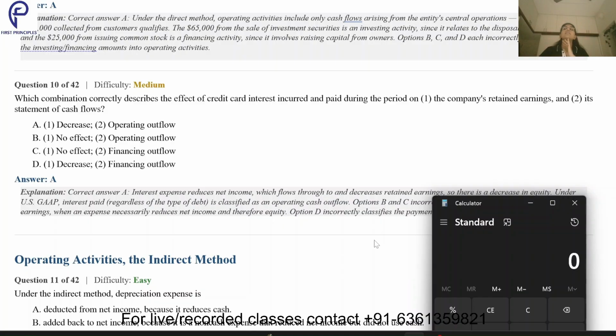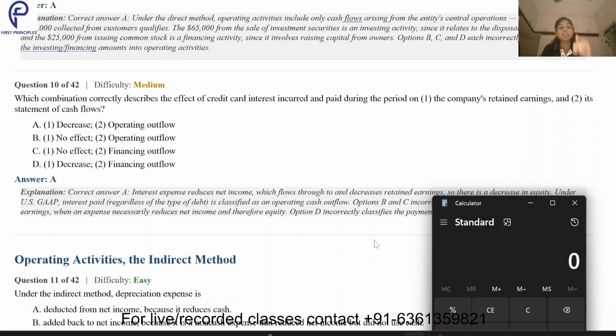So here is where the students will get confused. Now I'll give you one thing. Whenever you have net income, the net income flows where? The net income goes to the retained earnings. Now when you have the interest on the credit card, the interest is recorded as an expense on my income statement.